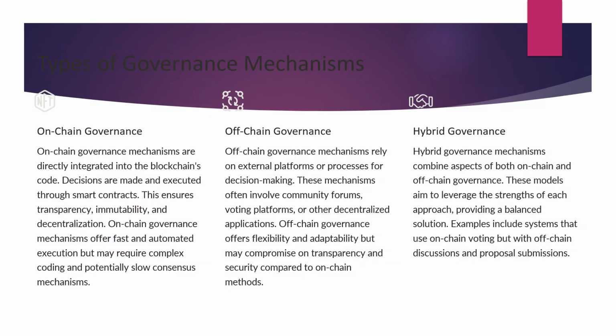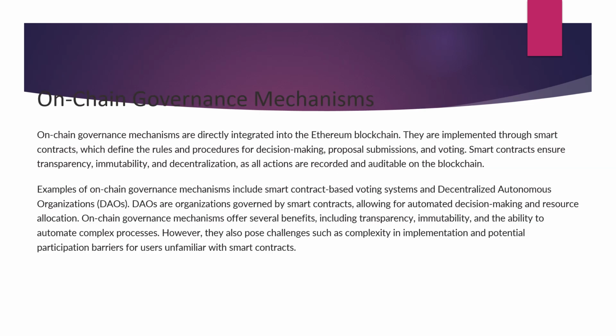We've already seen in the last video that there are three types of governance mechanisms, which are on-chain governance, off-chain, and hybrid. You can refer to the last video if it's not clear. So in the on-chain governance mechanism, they are embedded in the Ethereum blockchain through smart contracts, which ensure transparency, immutability, and decentralization. Examples include DAOs, which I've already explained in the last video. So this is just a revision.